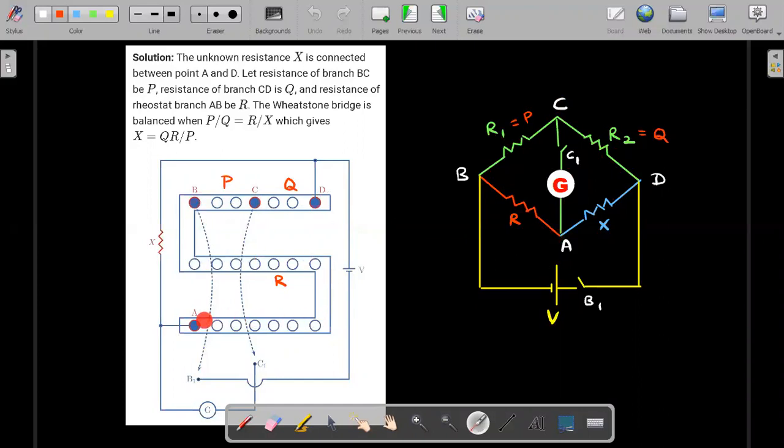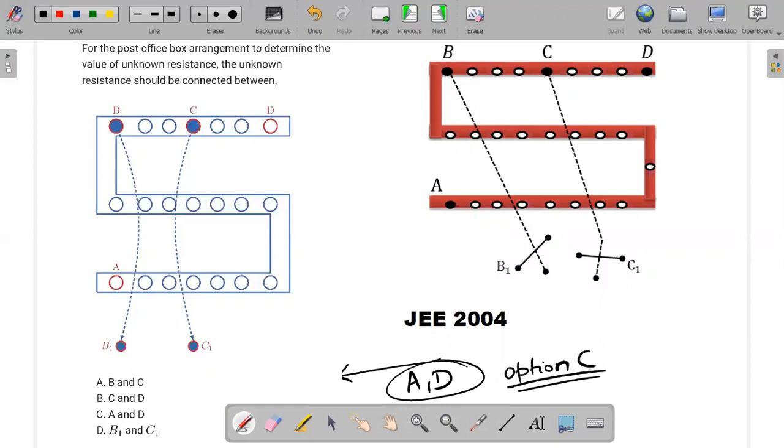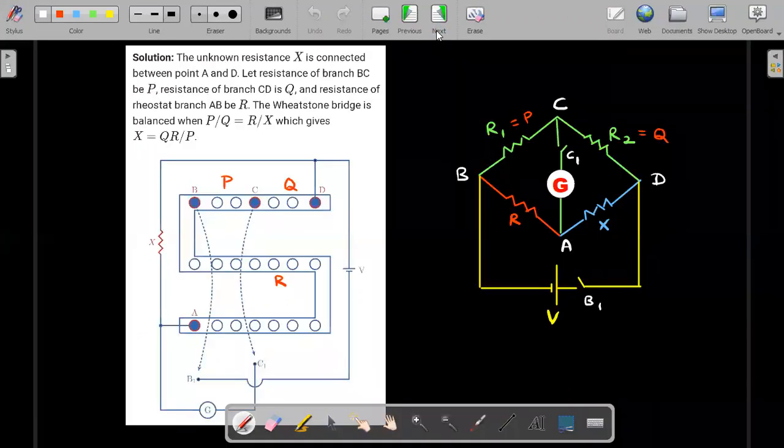So B to A is the longer resistance. So this is the standard known resistance, which you can adjust by plugging in or plugging out the pins. X is the unknown resistance which is to be connected between, therefore, A and D. So you go back and mark the required answer as A and D. So the answer should be A and D, which is option C. Okay, let's move forward.